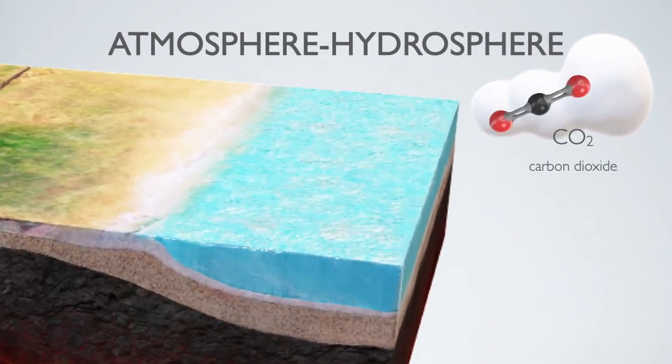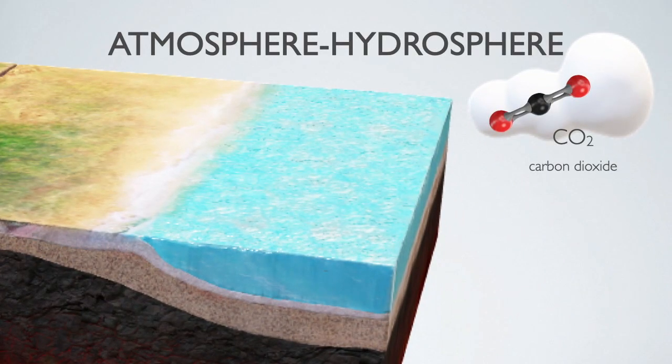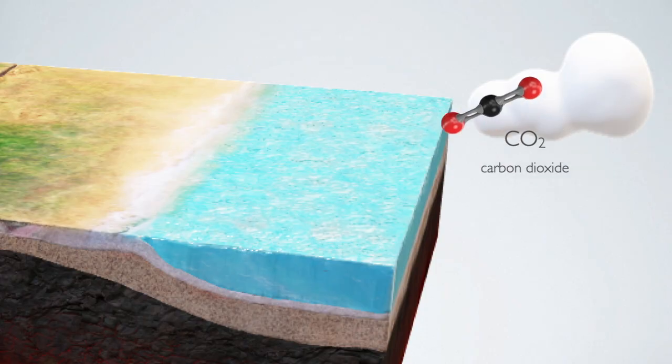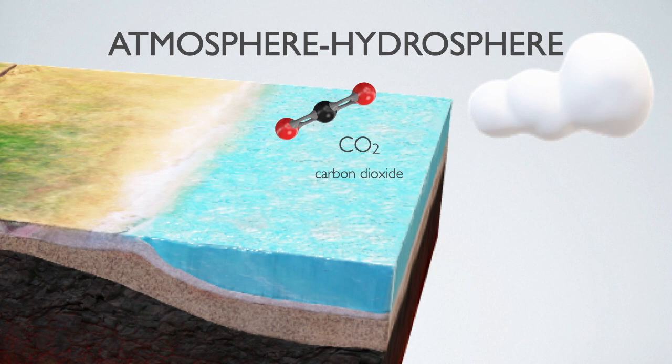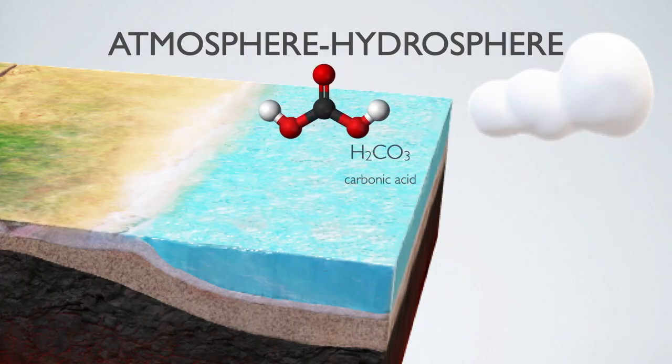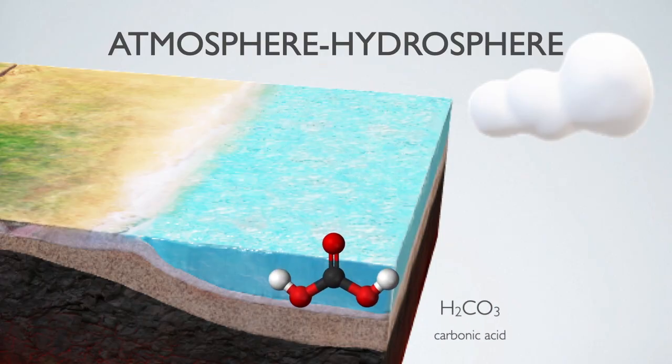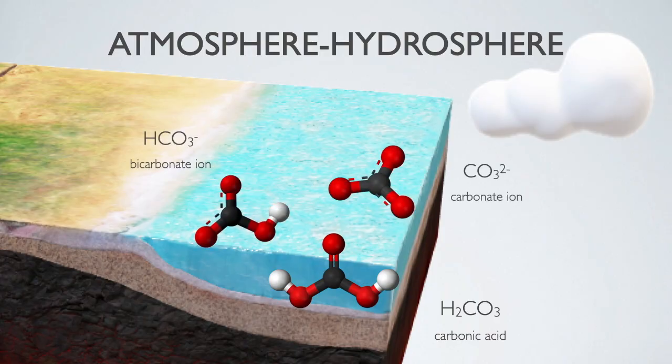The first interaction we're going to see together is the interaction between the atmosphere and the hydrosphere. The carbon dioxide in the atmosphere dissolves in water. The interaction between the carbon dioxide and the water molecules forms carbonic acid. This acid can be transformed into bicarbonate and carbonate ions. Dissolved carbon dioxide, carbonic acid, bicarbonate, and carbonate ions exist together in balanced proportions.